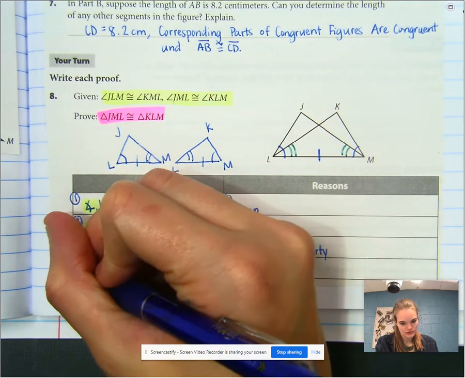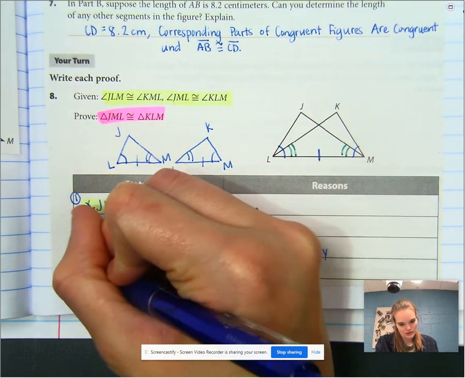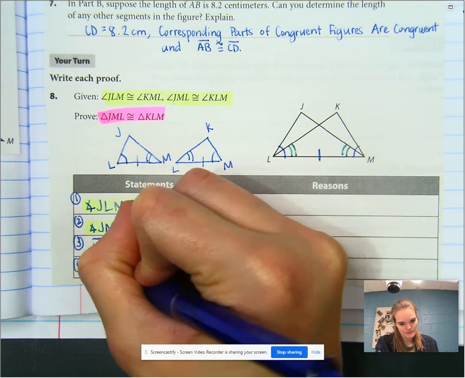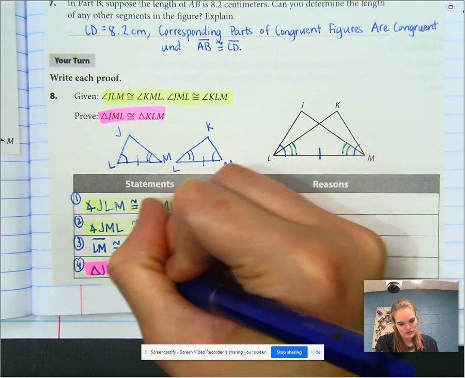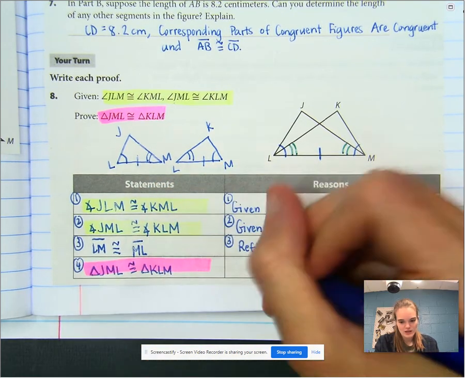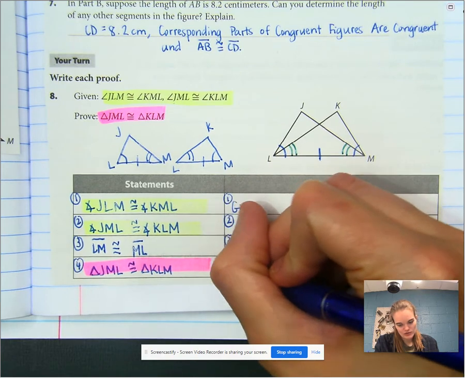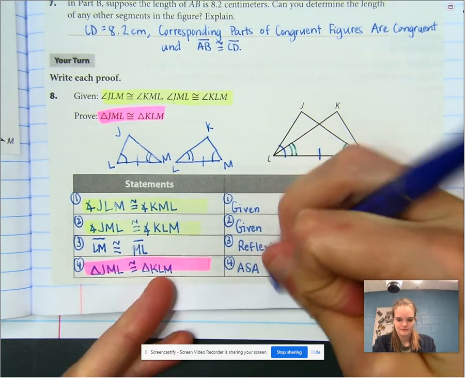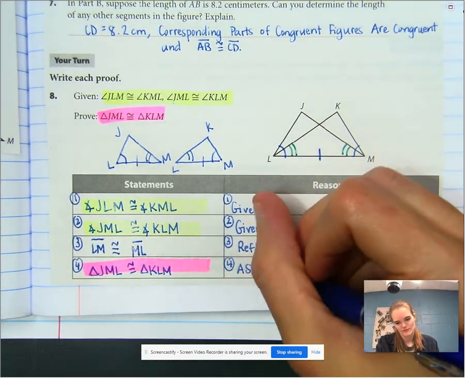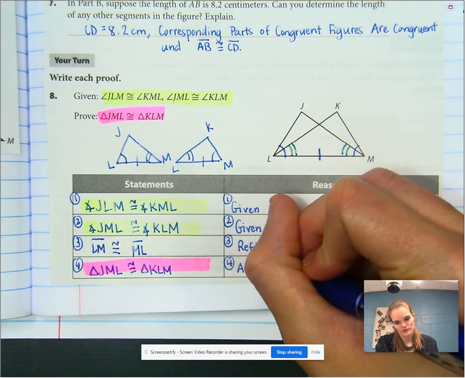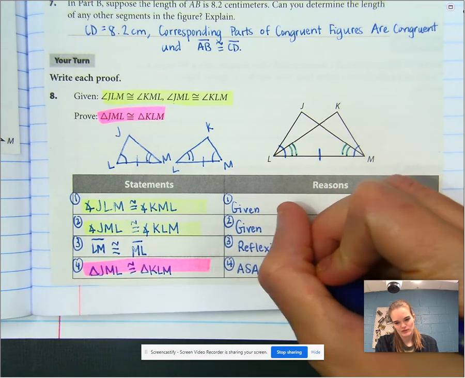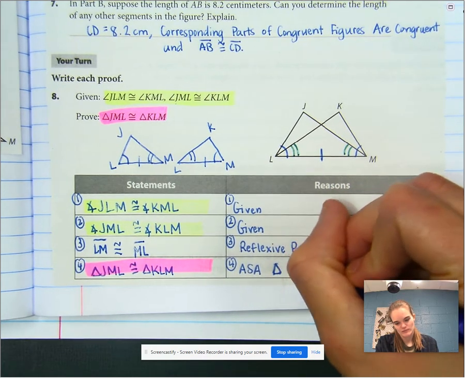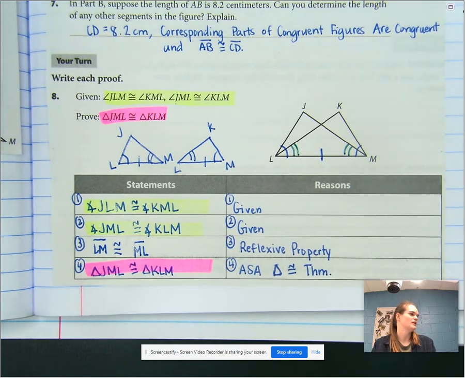All right, last, number 4, angle JML is congruent to angle KLM. And that is by angle, side, angle. I'm going to use a triangle because I'm tired of writing that. Congruence theorem. You can use shorthand if you want to. That does not matter to me as long as you understand what the symbols mean.